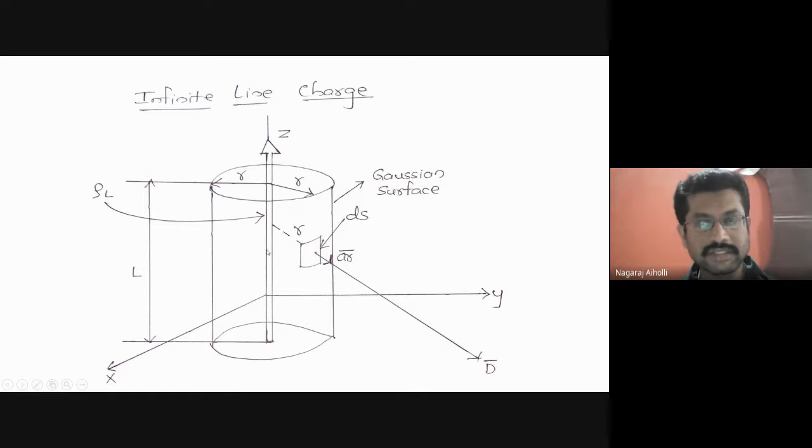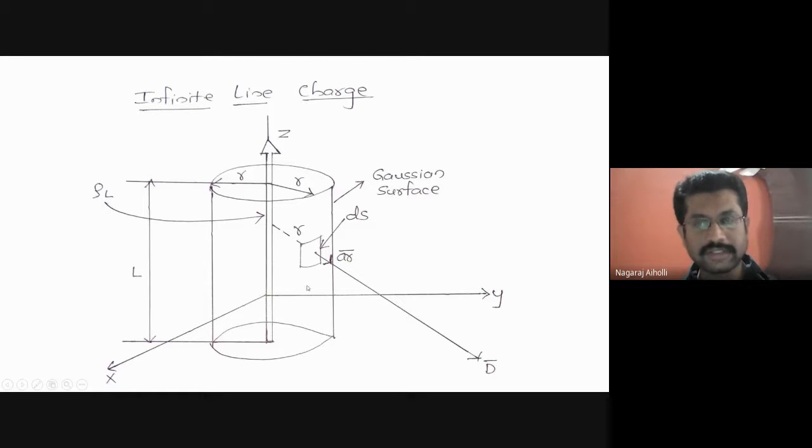The Gaussian surface which supports this infinite line charge is the cylindrical surface. We are considering the cylinder which is enclosing the line charge. The line charge is along the z-axis, which is along the axis of the cylinder, right? The length of the cylinder is L, and the radius of the cylinder is R.